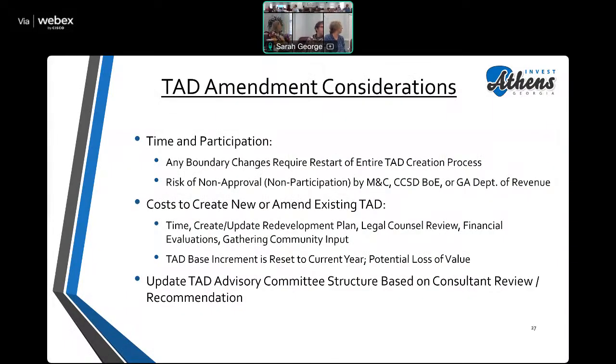I think we talked through most of the slides, but any boundary changes will require the restart of the whole creation process that we just walked through.